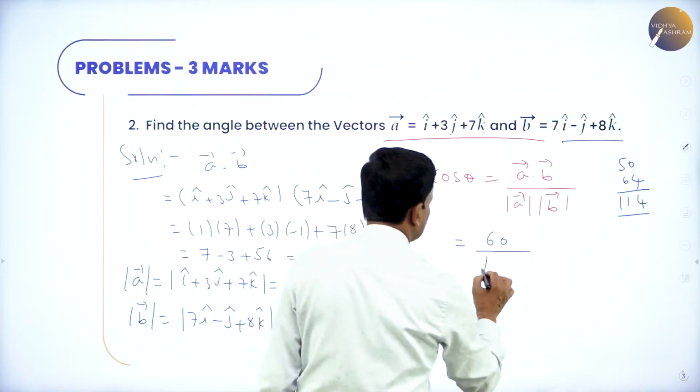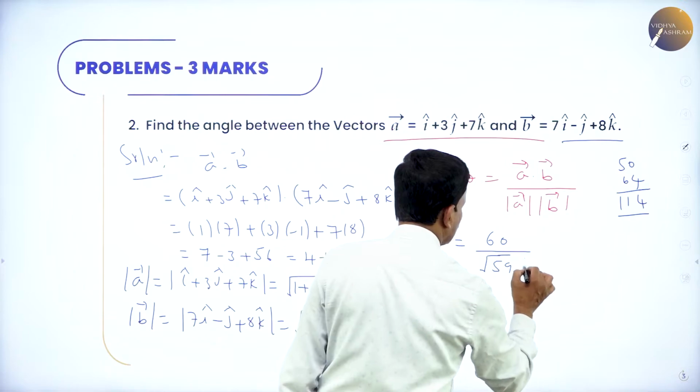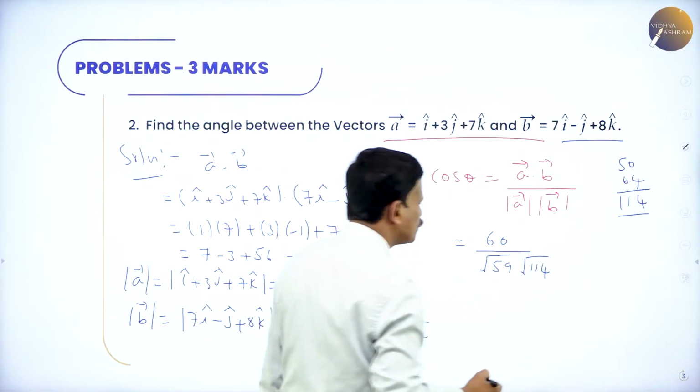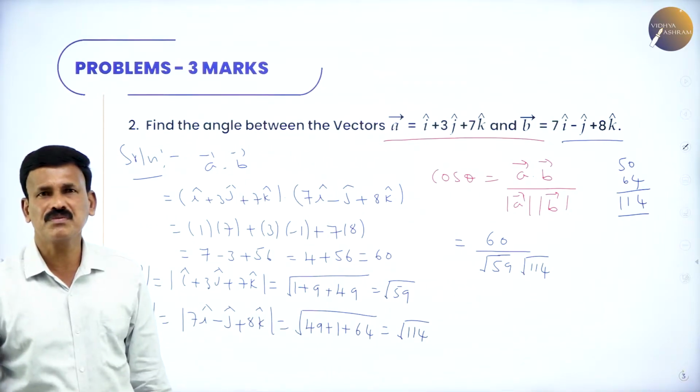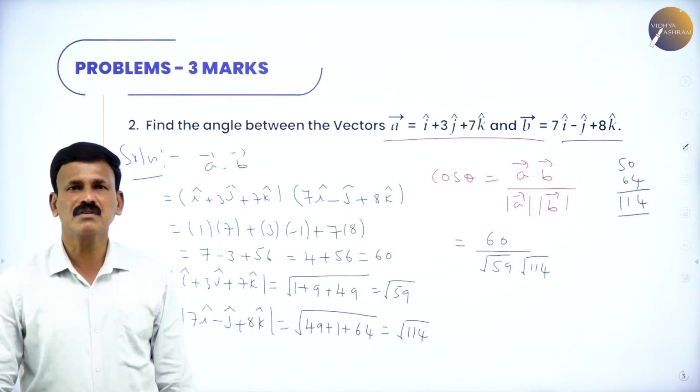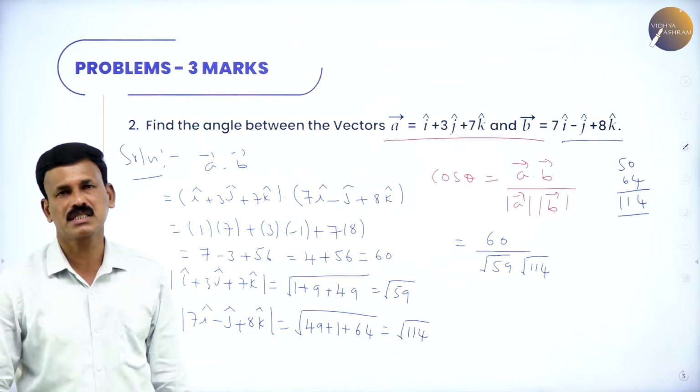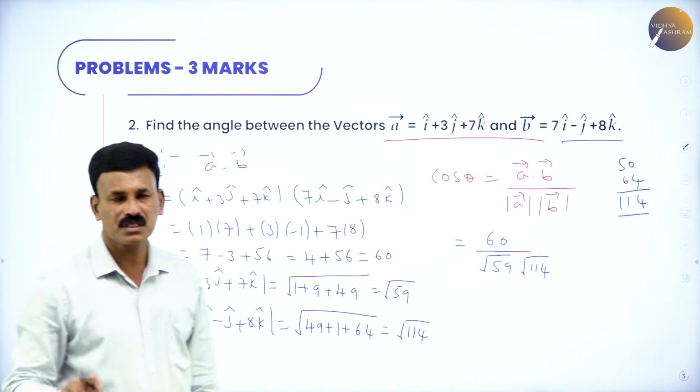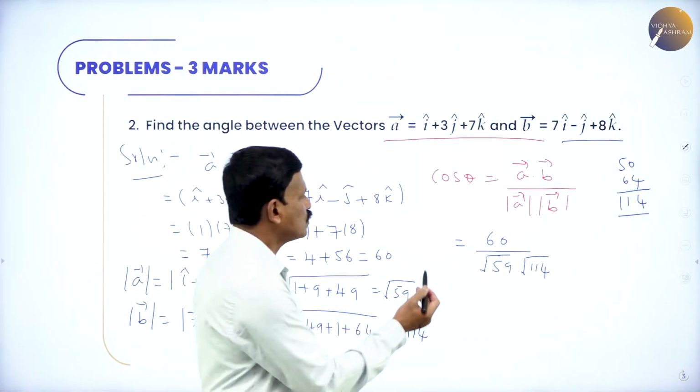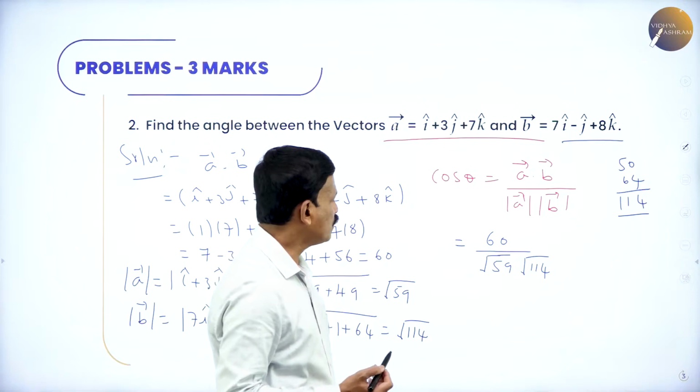Now therefore the angle of intersection between the vectors is given by cos theta is equal to 60 divided by square root of 59 into root of 114. So if you want, you can further simplify this. That's it. This is the angle of intersection between the two vectors. Okay. Hope you followed this. That's it. So cos theta is equal to 60 divided by root 59.